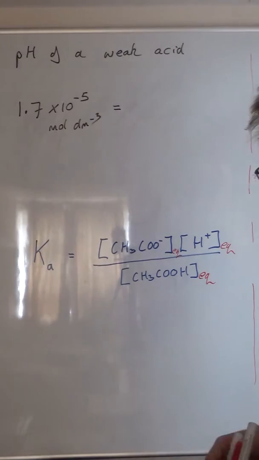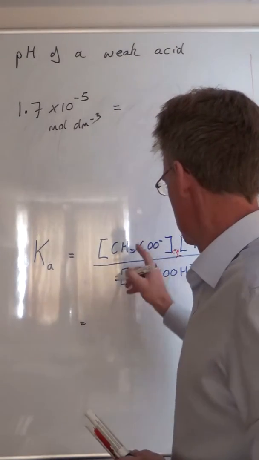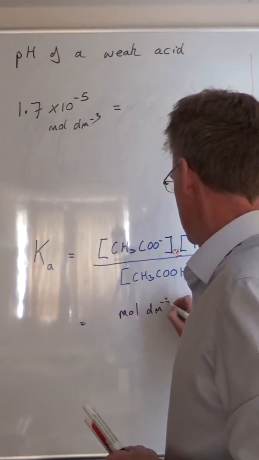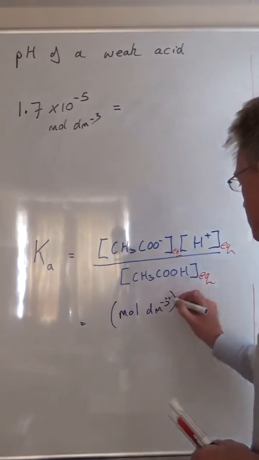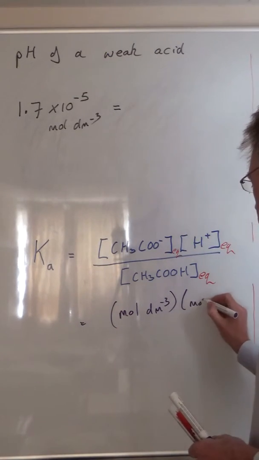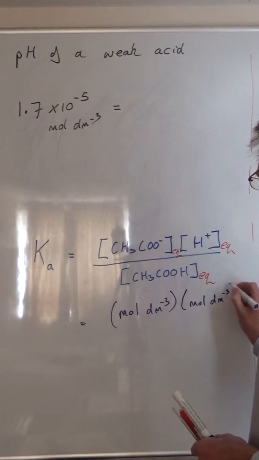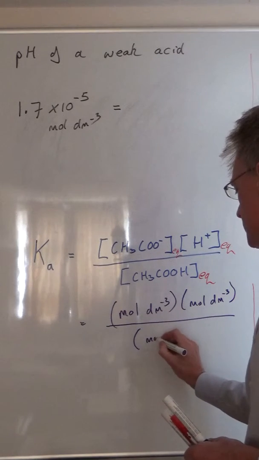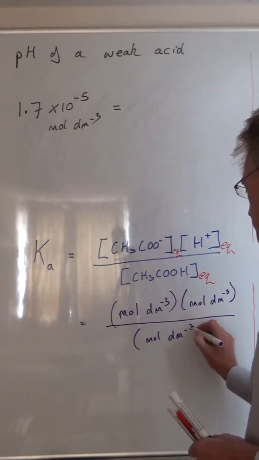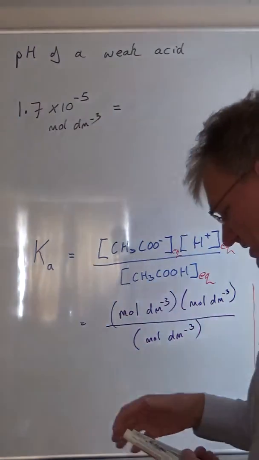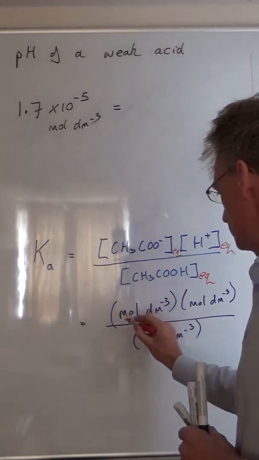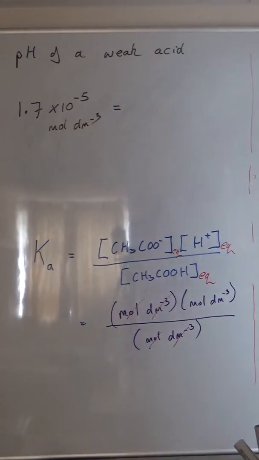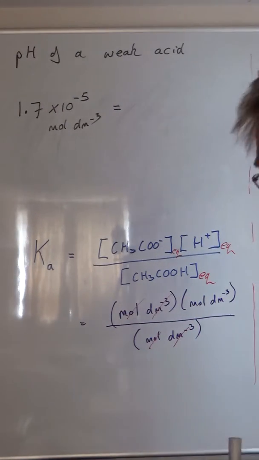You can just check the units. If we write in the units, the concentration of the ethanoate ion would be moles dm to the minus 3. The concentration of the H plus would be moles dm to the minus 3. And of course the ethanoic acid itself would be moles dm to the minus 3. And so you just cancel down, top and bottom, and you're left with the units of moles dm to the minus 3. That's why we have such units.